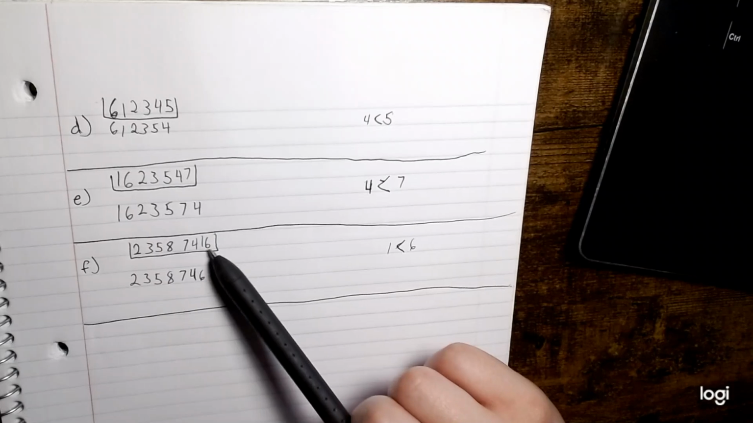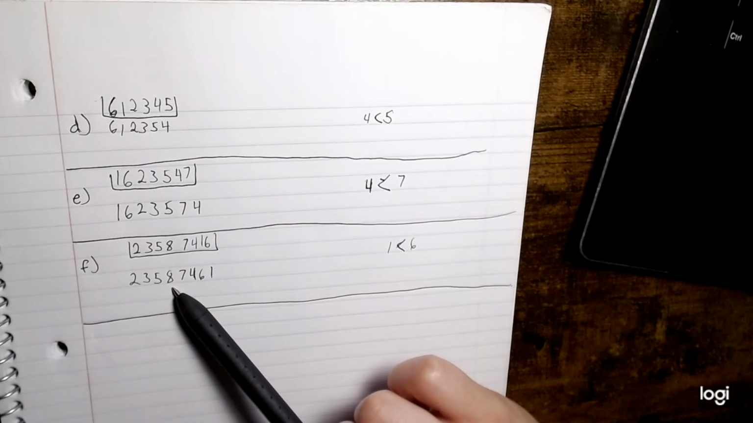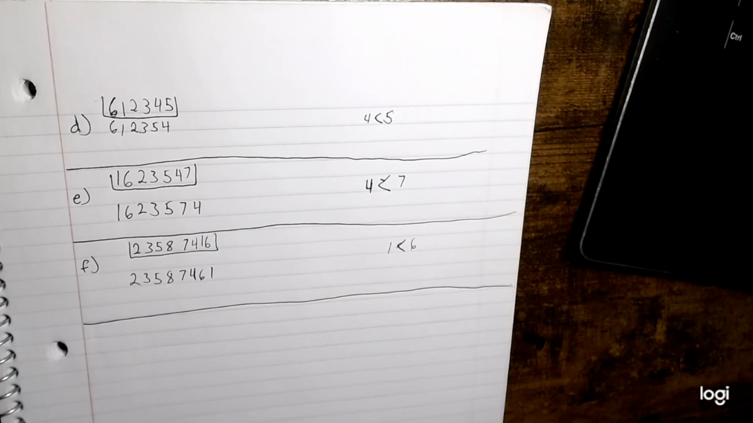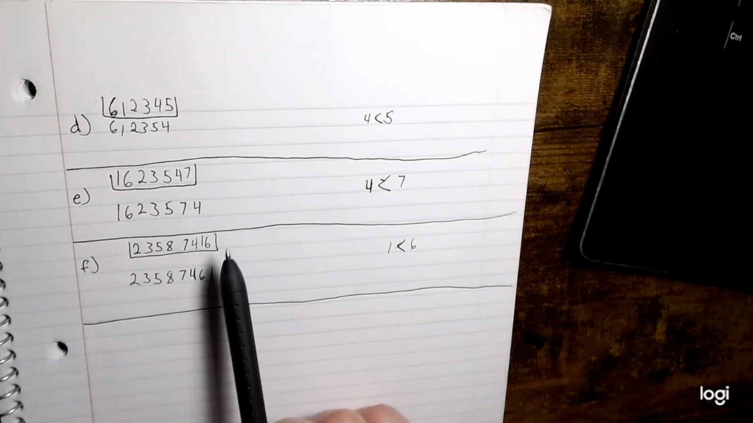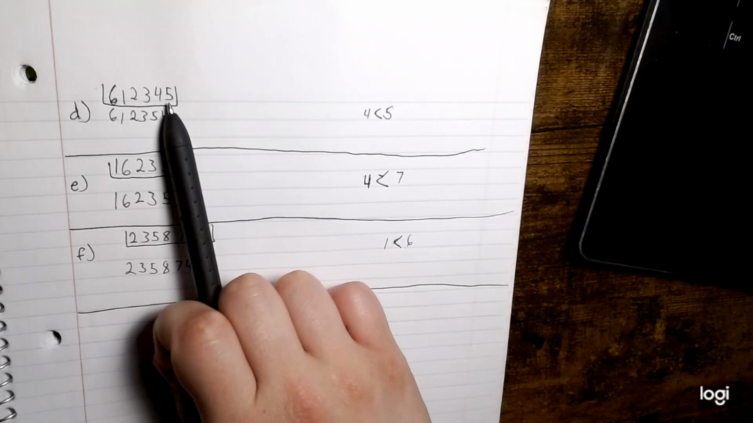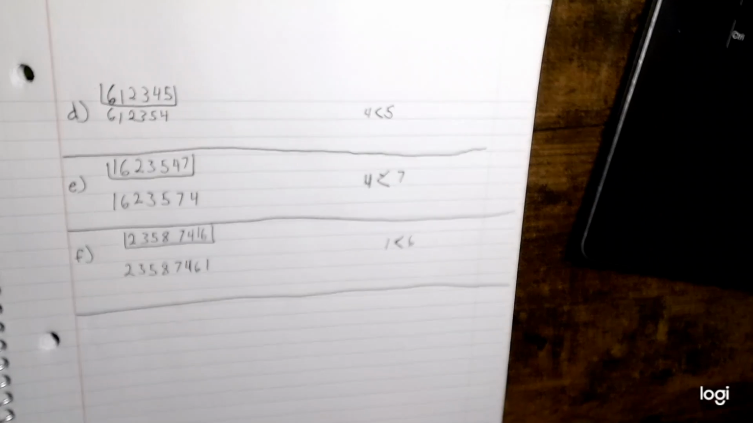Next number we have right here, 2358741. The number we got, 2358741. Not a lot of change because the first comparison that we did, this number was greater than the last number. Same here and same here. So there wasn't a lot of change.